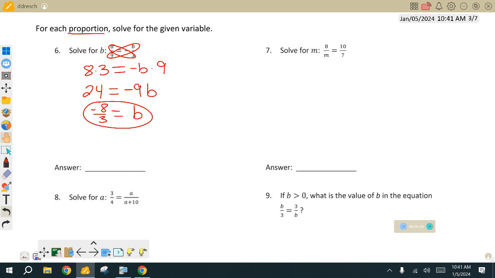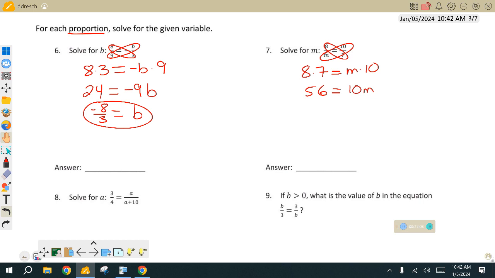Cross products. 8 times 7. I like to group it and show that, literally drawing that cross product of 8 times 7 is equal to the other cross product of what? M times 10. Now, I show that step for you guys. Do you have to show that step? No, you could probably do that in your head. 8 times 7 is 56, and M times 10 is just 10M, right? And you create yourself a linear equation you can solve all day.